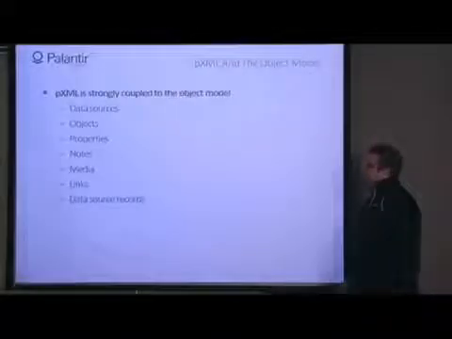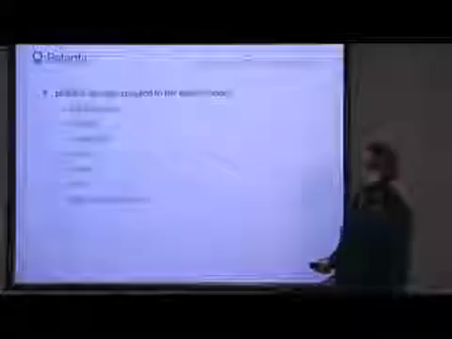And the object model contains these things: data sources, objects, properties, notes, media, links, and data source records. And we see that the elements in PXML are actually very similar. You can see that they're named exactly the same way. And this goes along with that whole human readable aspect. An object is just an object tag.